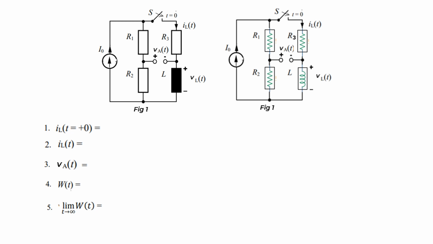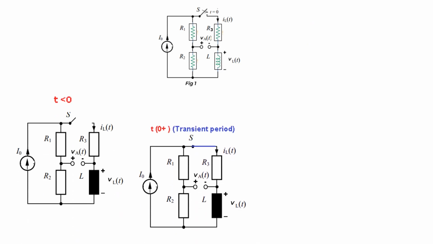This video is another one on the step response of an RL series circuit, on the request of a student from Germany. The question is that this is the circuit, the switch is open right now, at t equal to 0 this will be closed, and we have to find these 5 parameters. So let's recall.